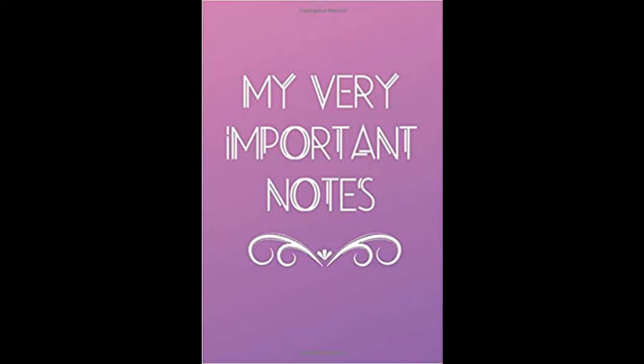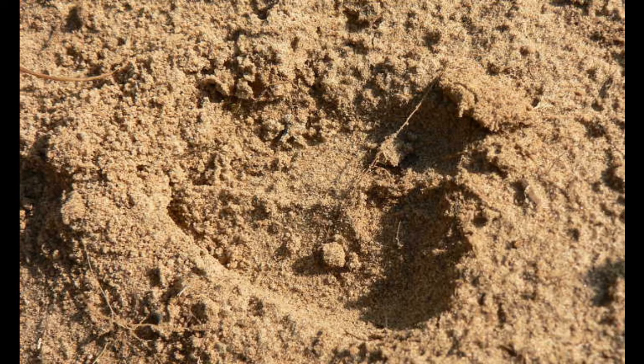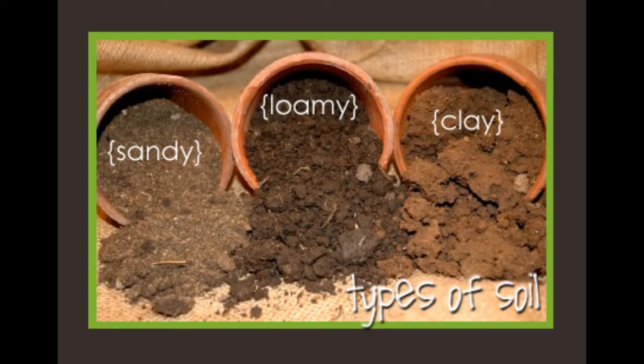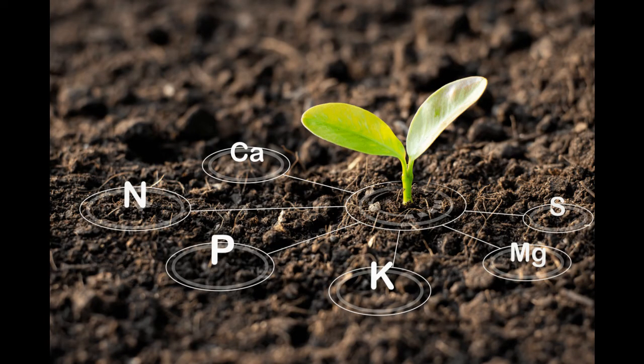A couple of important notes. Sandier soil with less organic material will change pH more drastically with your amendments. Also, any soil type will take at least a week to change pH, so don't test your soil immediately after you amend it. Now on to nutrients.